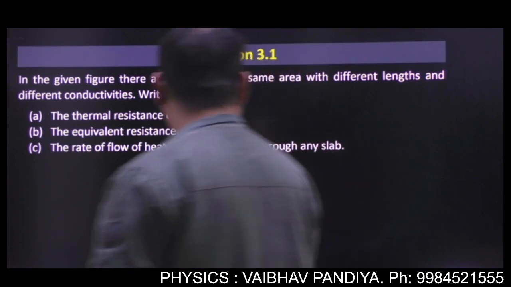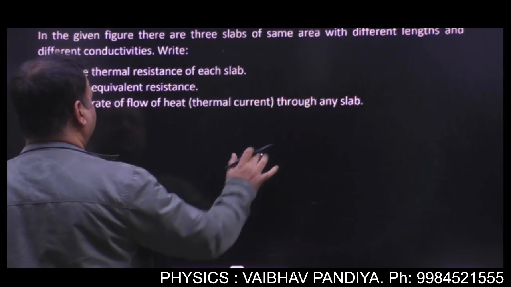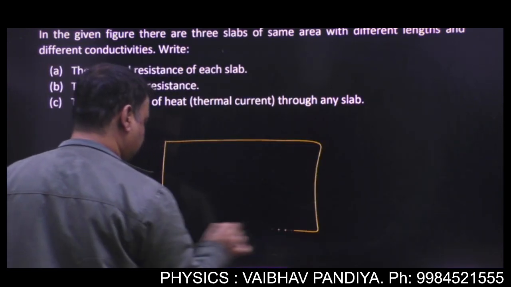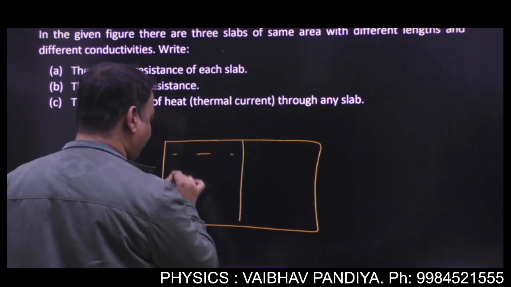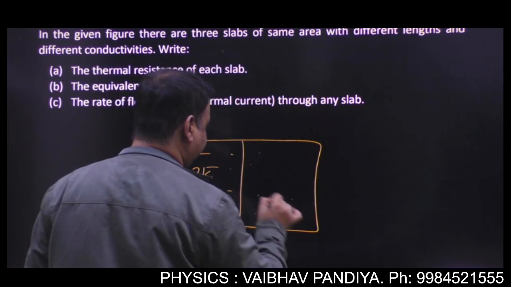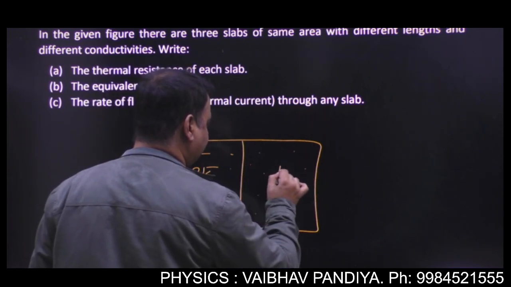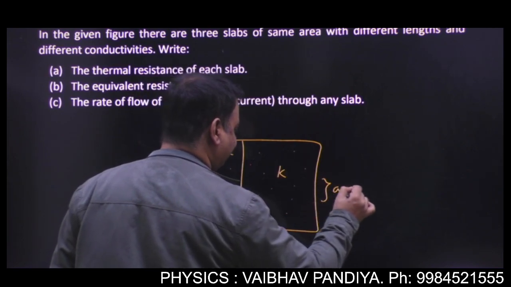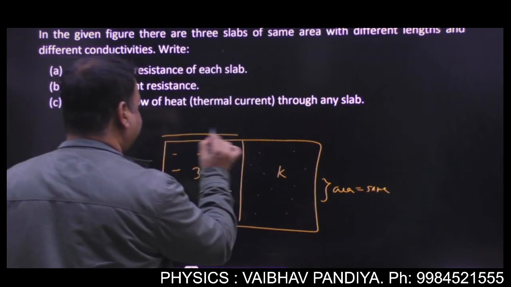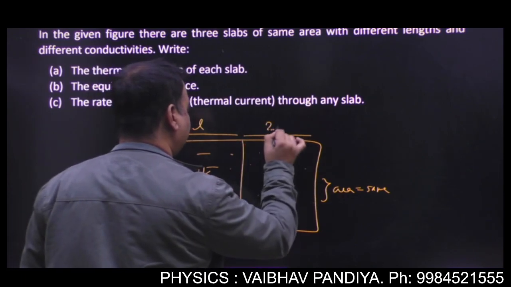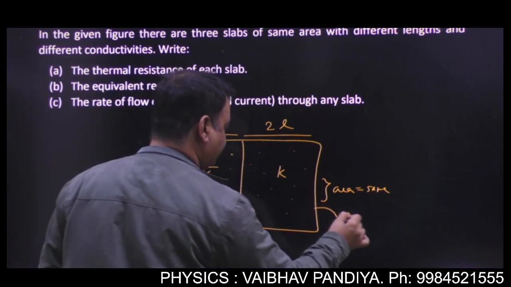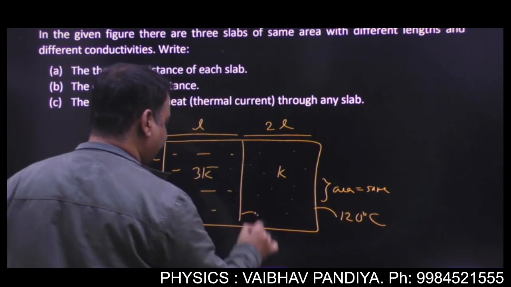Now see, like in this figure, you are given two slabs. I'm giving you this as a homework. This slab has a conductivity 3K, and this slab has a conductivity K, and the area is not given, we will assume it's same by the figure, and this length is L, and this is 2L. And here we have a temperature 20 degrees Celsius, and here we have a temperature 120 degrees Celsius, and this is the interface.